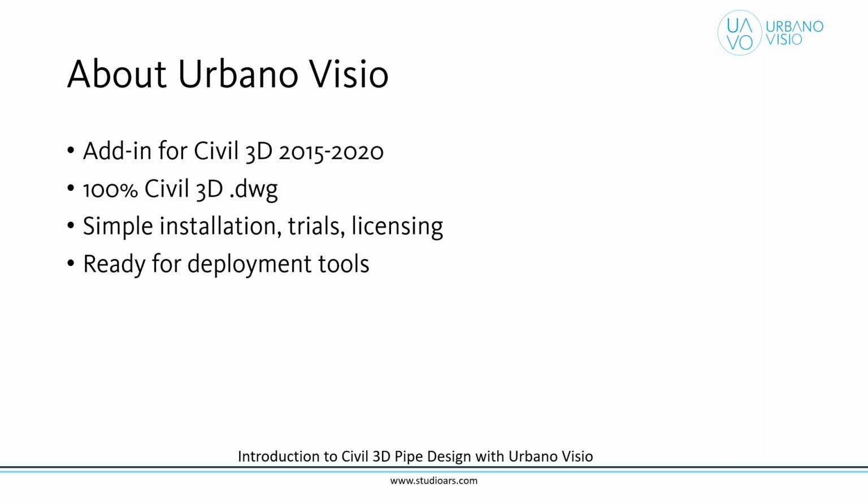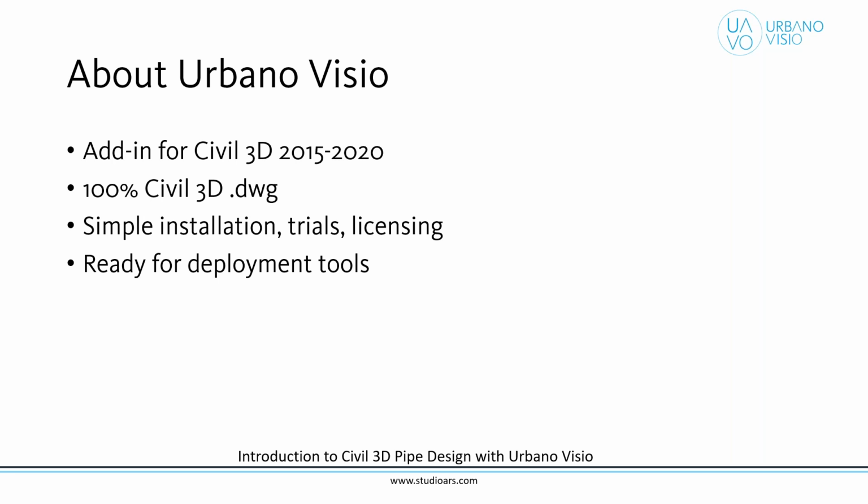So about Urbano Visio, it's an add-in for Civil 3D. You can use it from 2015 to 2020. We just released the new version for 2020, I don't know, maybe 10 days ago. As I said, it works with Civil 3D functions. It works on Civil 3D objects. So whatever you see, the end result is a standard Civil 3D DWG which of course can be used by users that don't have Urbano Visio.